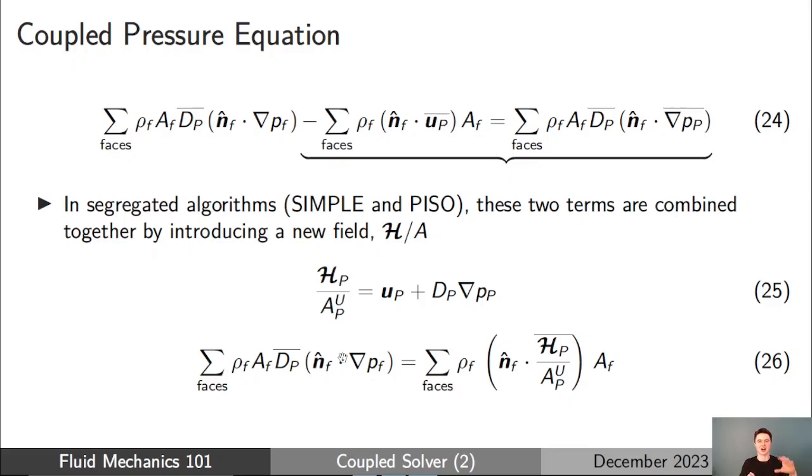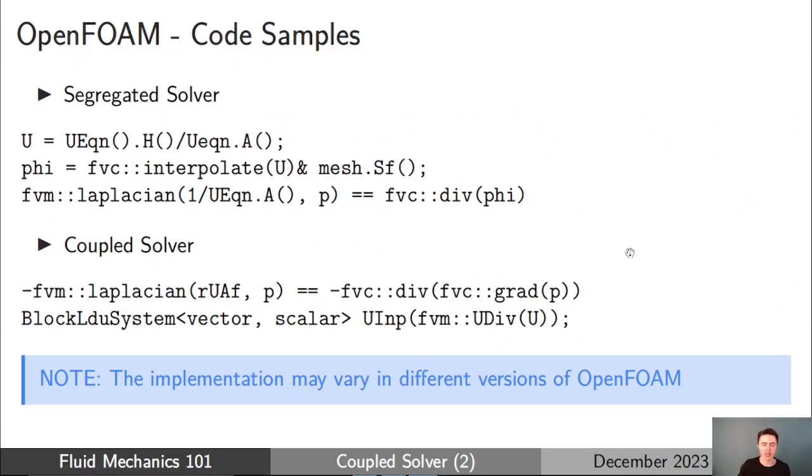This is telling us that our diagonal block set of matrix coefficients for the coupled pressure equation is going to be the same as it is for the segregated algorithms like SIMPLE and PISO, but actually there are some subtle changes to the source terms and those off diagonal block coefficients. And if you're an OpenFOAM user, I just wanted to draw your attention to this because it's a very subtle difference and you may notice it yourself if you're going through the source code.